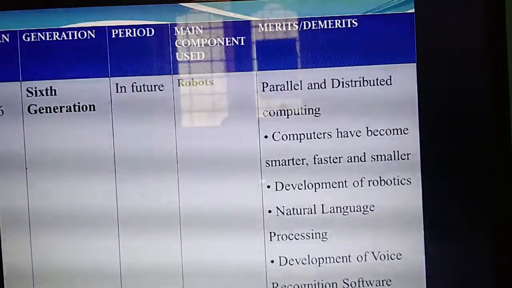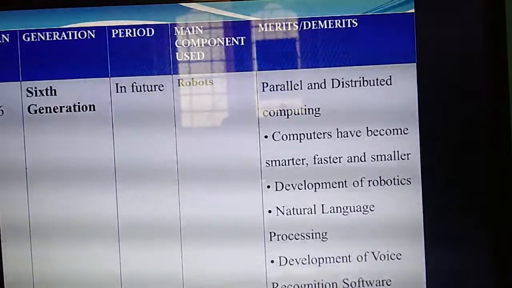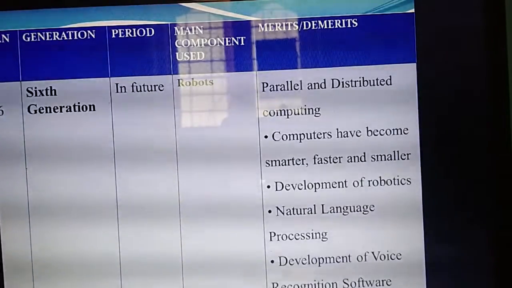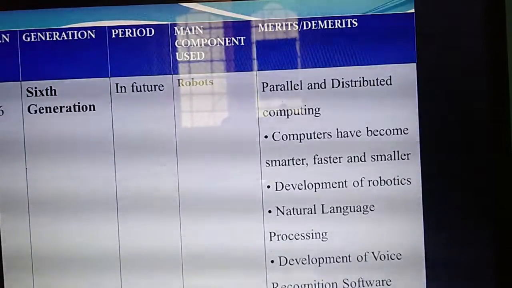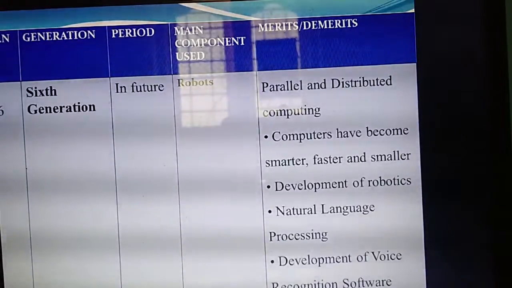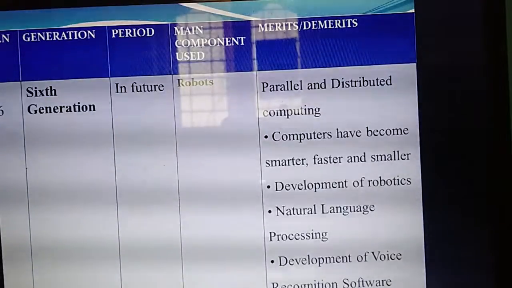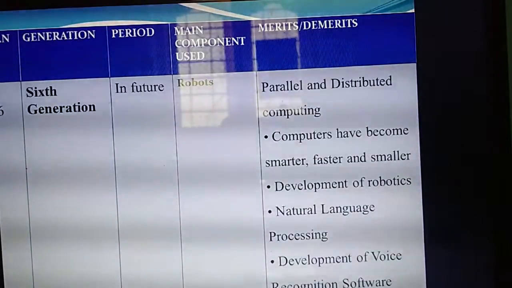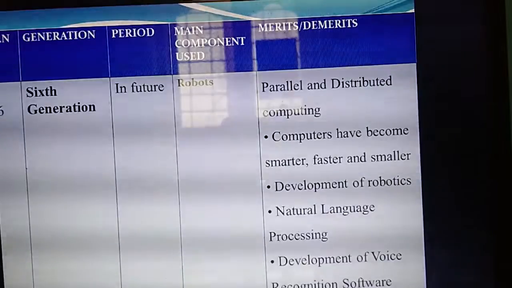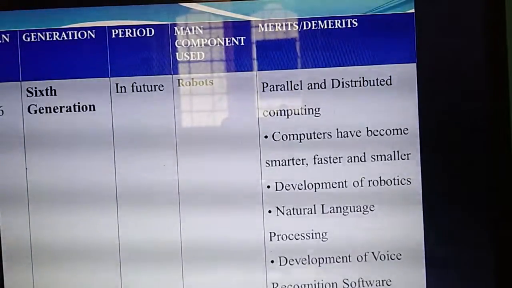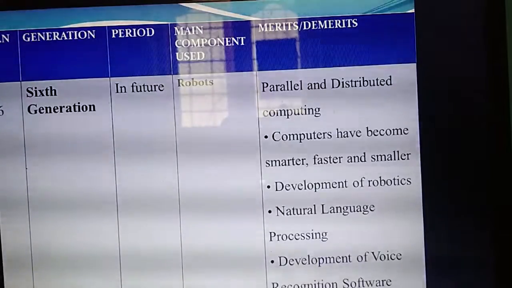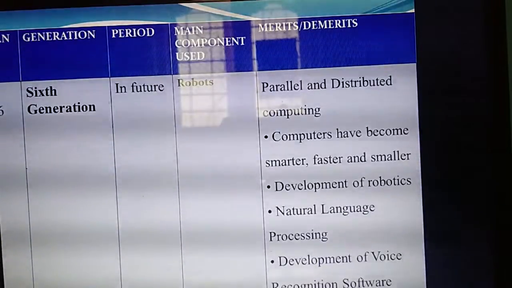So what is the meaning of distributing? You distribute chocolates or papers or anything to your friends. That is a distributor. In the same way, sitting in your place, you can distribute your files or data to some other place. That is distributed computing. In the 6th generation, if it is developed, the computer becomes much smarter, faster and smaller. It can do its work smartly and fast, and be small in size.